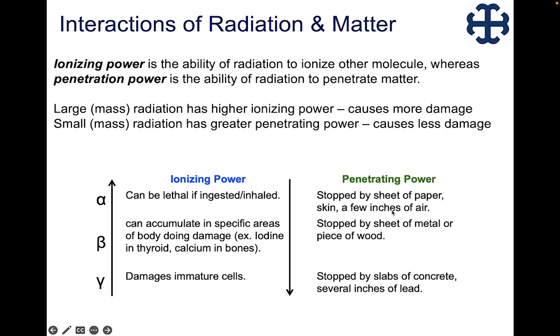But if we think of our penetrating power, just to give you kind of a baseline here, an alpha particle can be stopped by a sheet of paper, or your skin, so not very difficult to stop, whereas a beta particle can get through a sheet of metal, particularly if you think of aluminum foil, that it would be capable of stopping a beta particle, or a piece of wood. Once we get to gamma radiation, you basically need slabs of concrete or several inches of lead in order to stop it. So gamma radiation has extremely high penetrating power. Okay.